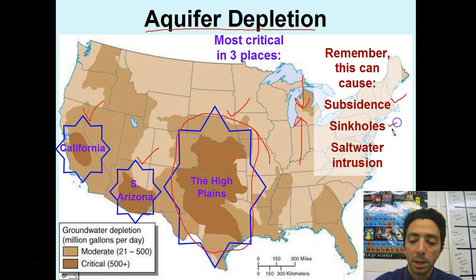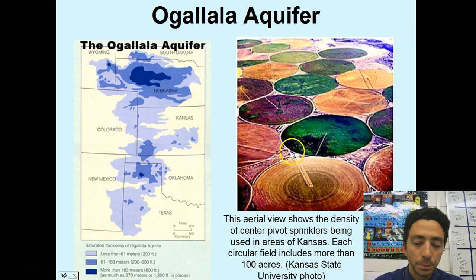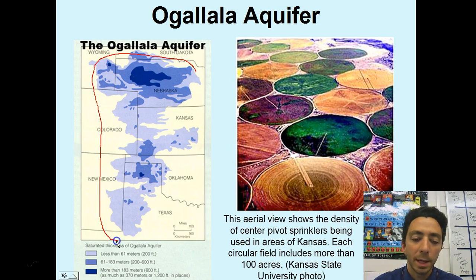It can also lead to sinkholes and saltwater intrusion if you're talking about regions of the coast over here in California, where you can draw so much water out of the aquifer that it draws in the ocean water. The Ogallala Aquifer is the largest aquifer in the United States, and you can see the aquifer ranges from Nebraska all the way down to Texas.